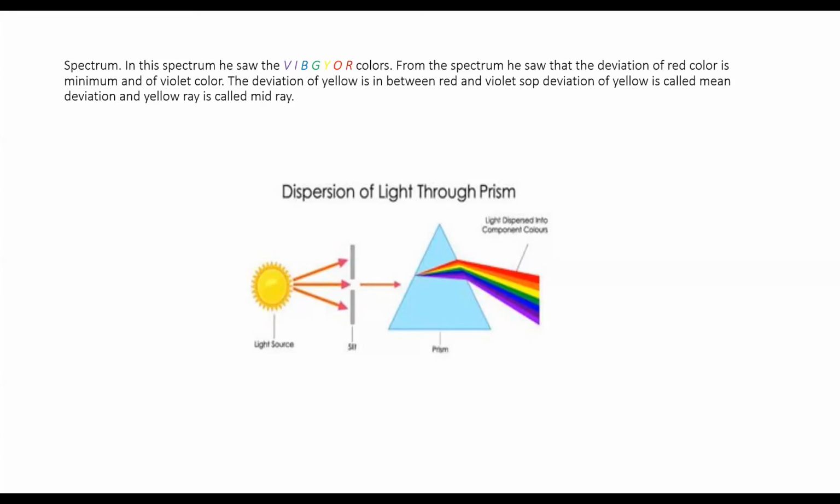Newton named this band of 7 colors the spectrum. He saw all these colors: violet, indigo, blue, green, yellow, orange, and red. From the spectrum, we can see that the deviation of red color is minimum and the violet color is maximum. I'll get into that later, but for now, here we can see that in the spectrum.